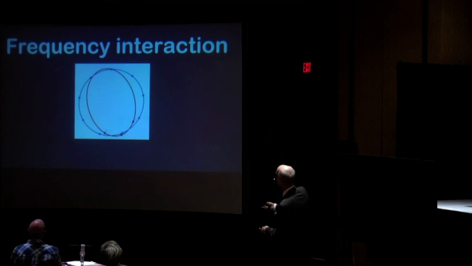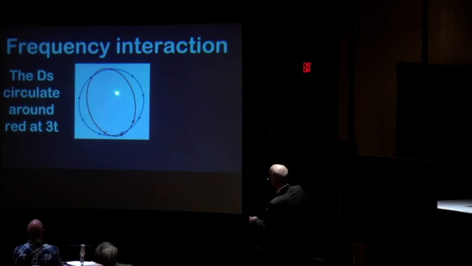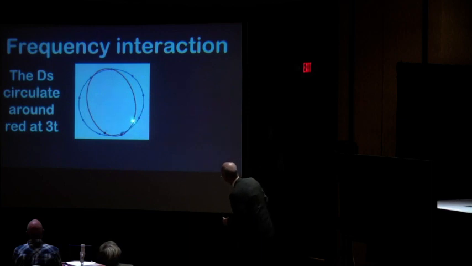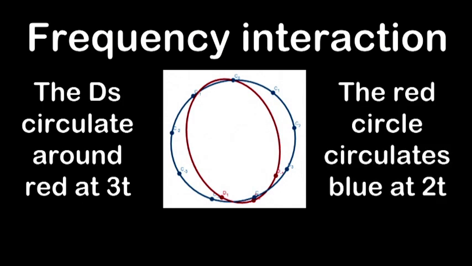Let's see, frequency interaction. This is a little diagram that I showed you to explain the interactions of the numbers in the Rodin circuit. So I don't know if you can see these D's here. It is hard to see. D-1, D0, and D1. What's going on is the red circle is moving around the blue circle, and at the same time, the D's are moving around the red circle. So they circulate around the red at 3T, and then the red circle itself moves around the blue at 2T.